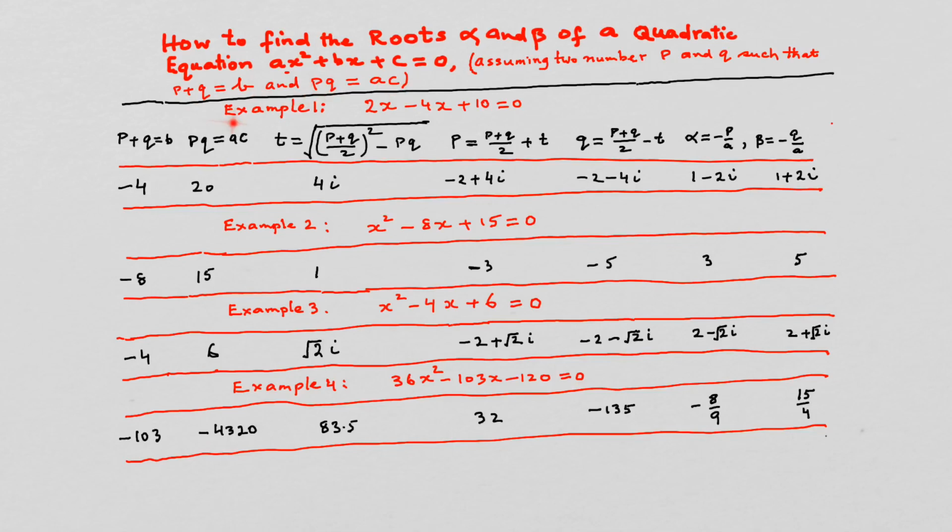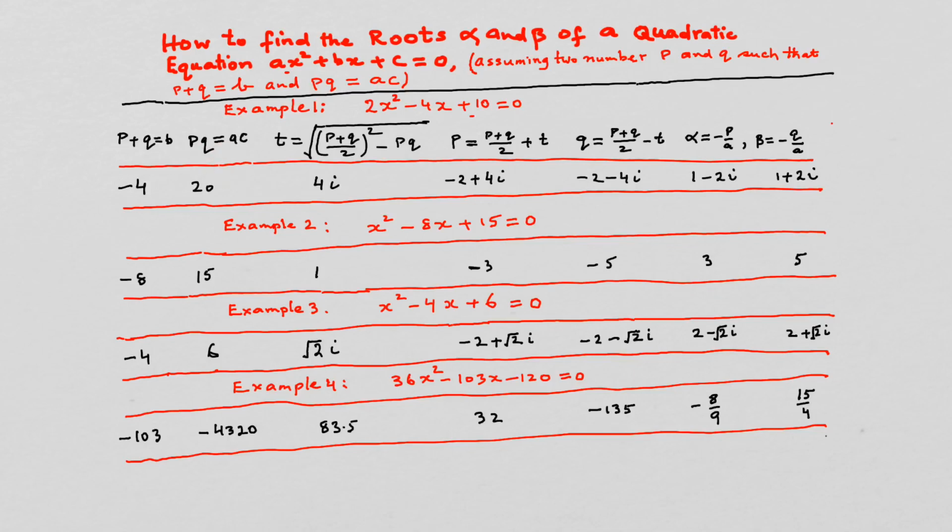We take a problem, example 1, which is 2x squared minus 4x plus 10 equals 0. Here we can see from this that p plus q is minus 4. P into q is 2 into 10, which is 20. These are assumed values for p plus q and p into q.